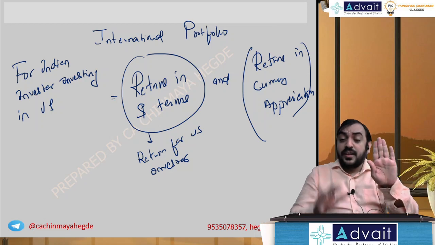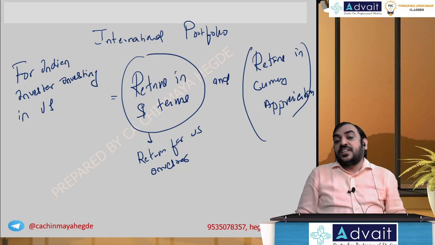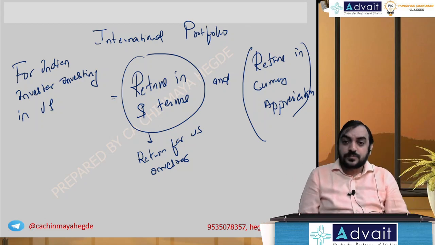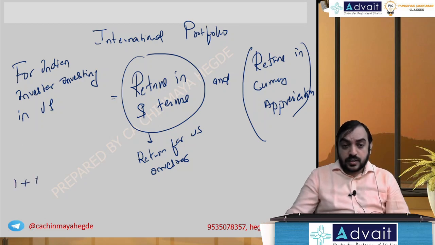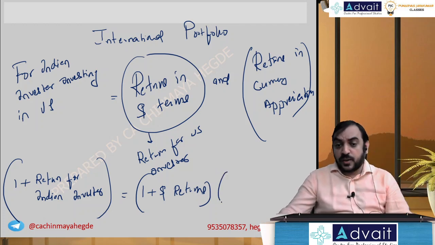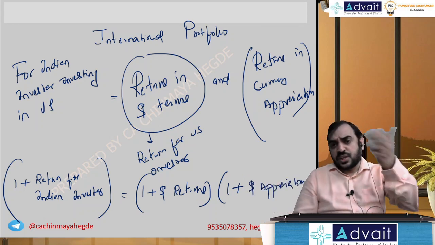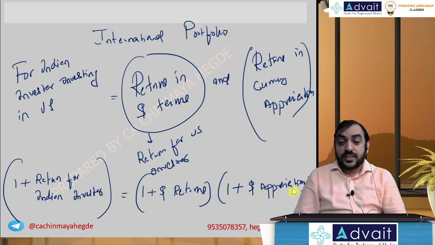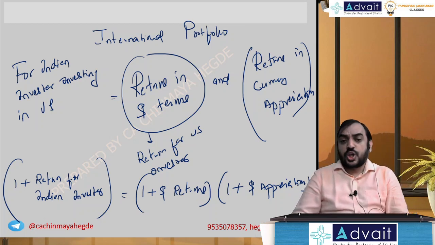Bond returns give you 5% and currency appreciated, dollar appreciated by 1%. So 5 plus 1, 6% you get. If the currency depreciates, of course, you will lose. But we don't do plus. We always do a multiplicative model. So 1 plus return for Indian investor equals 1 plus dollar returns into, again we don't do plus, multiplicative model, 1 plus dollar appreciation. Or if it is depreciation, it will be a minus. So 1 plus return for Indian investor is 1 plus dollar returns into 1 plus dollar appreciation. That will be the return for international investment.